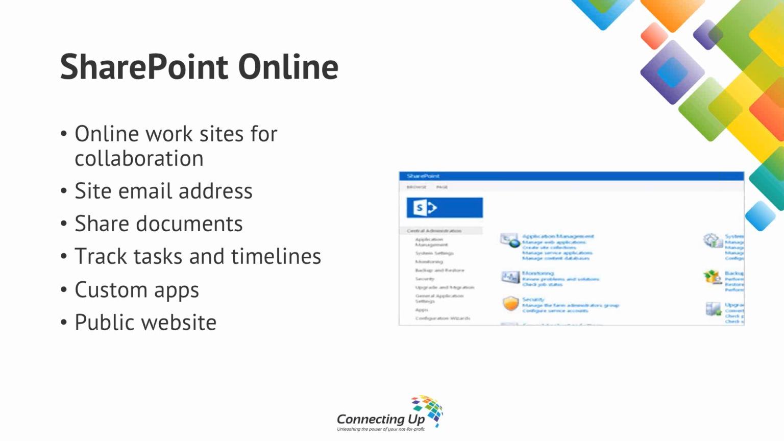It could be project sites. So a really popular way of using SharePoint is to set one up for each program, each project that you're running. The project might have a site email address so that everybody involved in that project can access the emails relevant to that project. You can share documents related to the project, and again they sync with OneDrive and they're editable in Office Online straight out of the web browser. You can use SharePoint Online to track tasks and timelines, which is one of the great reasons why you would use it for projects.